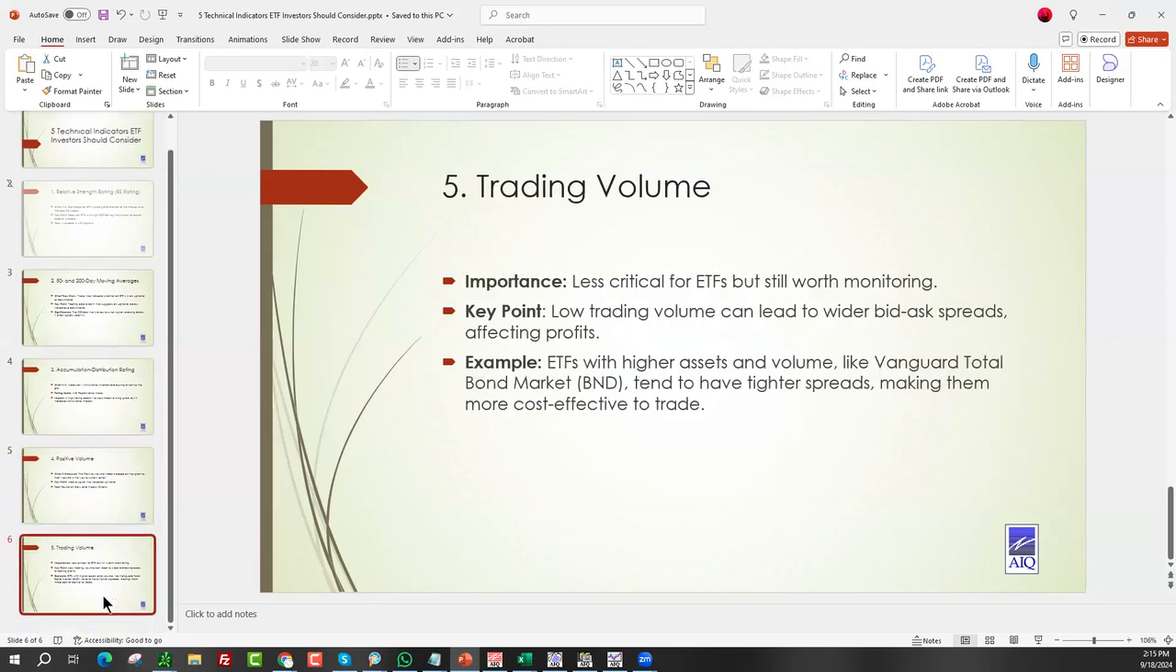Final one, real simple. I mean, we all know trading volume. This one was in their study, but I kind of bypassed this because I've made a list of the 100 most active trading ETFs, right? So I know they've got good volume, and if they've got good volume, they're almost certainly going to have good bid-ask spreads.